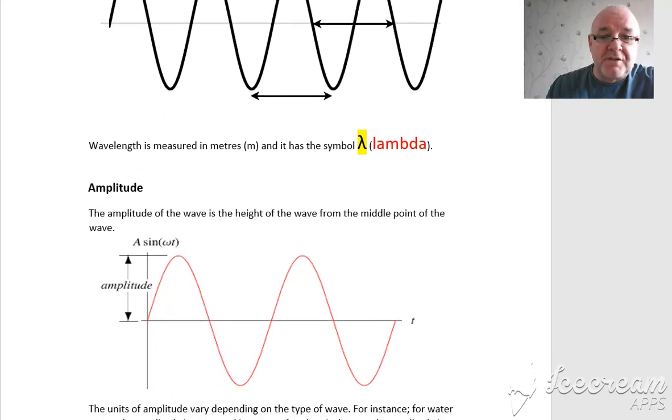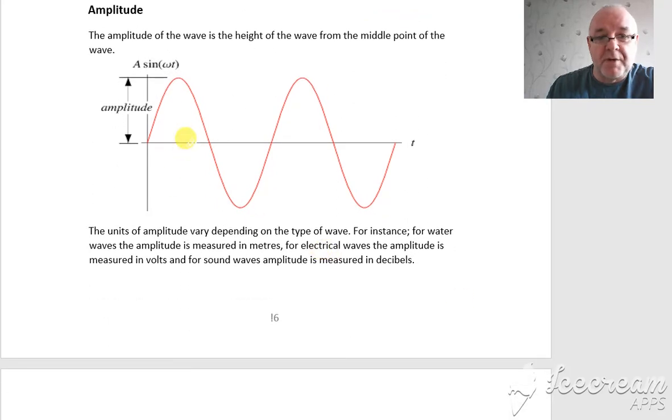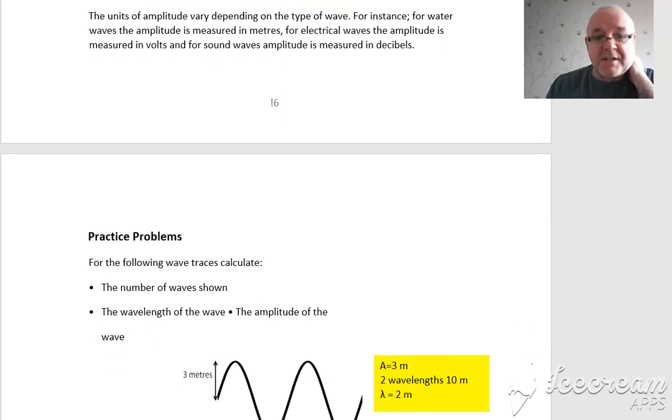Now the amplitude is just the maximum height of the wave. It's measured from the 0 point there. So the amplitude is that height there. Now, in some waves, the amplitude is literally the height. In other waves, the amplitude might be the volts. It could be decibels for sound waves. It could be whatever the energy is for the wave.